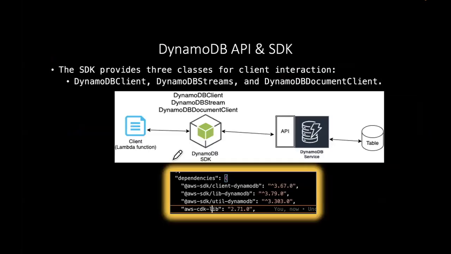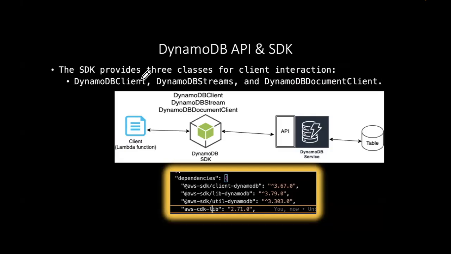I've said this a number of times, but every AWS service has an API interface, a web API interface, and that API comes with an accompanying SDK. In the case of the DynamoDB service, the SDK provides essentially three main classes that you can use to interact with the DynamoDB service. These classes are what you would use within your Lambda function or whatever code you were using to talk to DynamoDB. It doesn't have to be a Lambda.